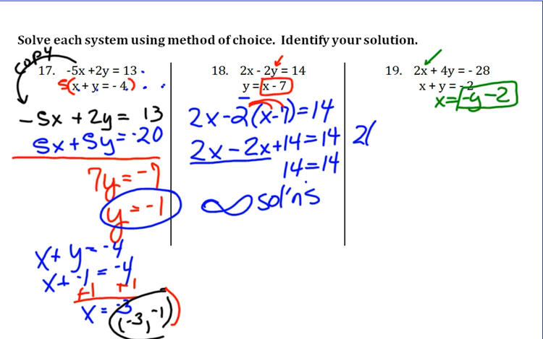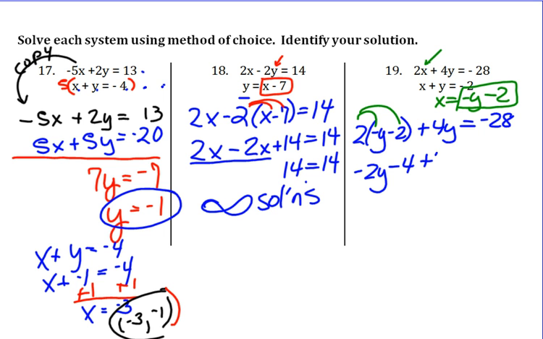2 times x, 2 times negative y minus 2, plus 4y equals negative 28. I'm going to do distributive property here, multiply out. So 2 times a negative y would be negative 2y. 2 times a negative 2 is negative 4, plus 4y equals negative 28. I'm going to combine like terms now. I'm going to combine my negative 2y and my 4y, and I get 2y, minus 4 equals negative 28.